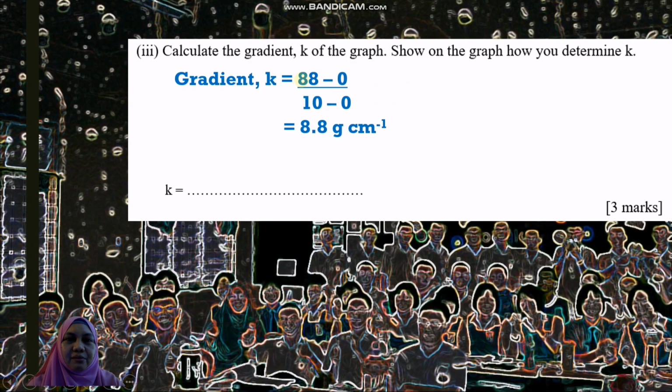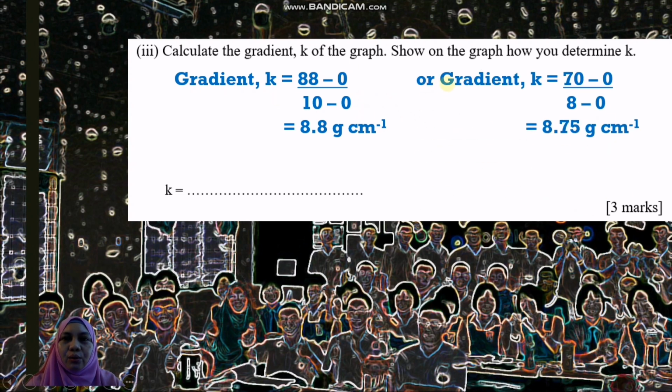So substitute the value into the formula where K equals y2 minus y1, which is 88 minus 0, divided by x2 minus x1, which is 10 minus 0. So the gradient is 8.8 gram per centimeter. Gram is the unit for mass, which is on the y-axis, while centimeter is the unit for the depth, which is on the x-axis.